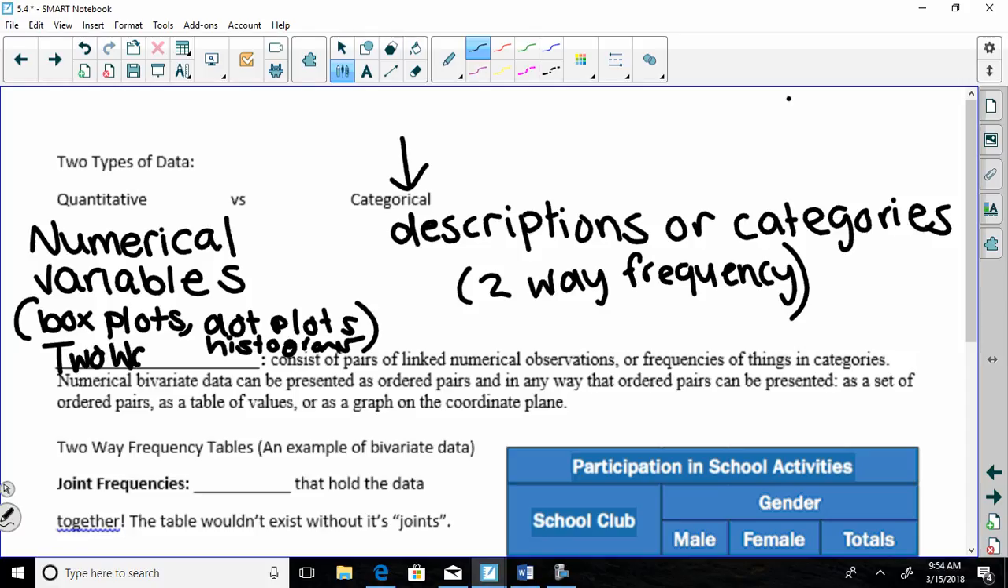So two-way frequency tables consists of linked numerical observations or frequencies of categories. Two-way frequency tables. I know I write pretty big. You can write a 2. That's what I did.